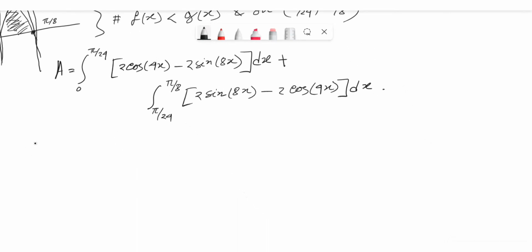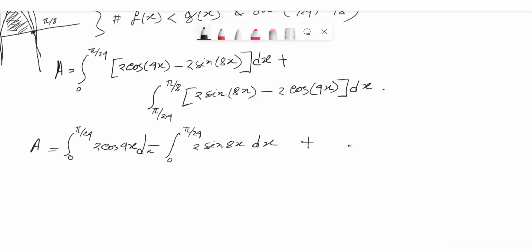From this part, we can write this as the integral from 0 to pi by 24 of 2 cos 4x dx, minus the integral from 0 to pi by 24 of 2 sin 8x dx, plus the integral from pi by 24 to pi by 8 of 2 sin 8x dx, minus the integral from pi by 24 to pi by 8 of 2 cos 4x dx.